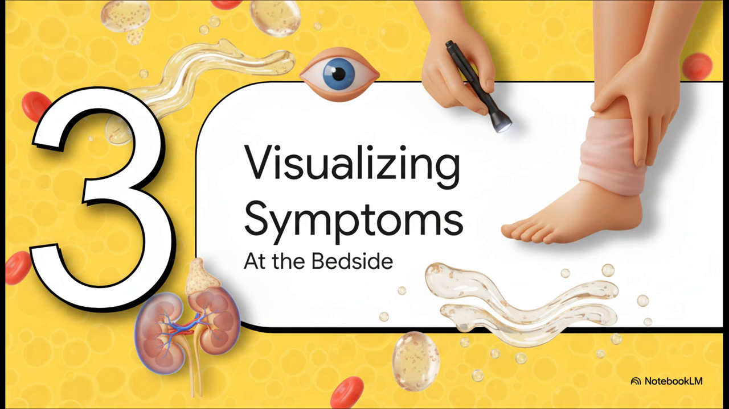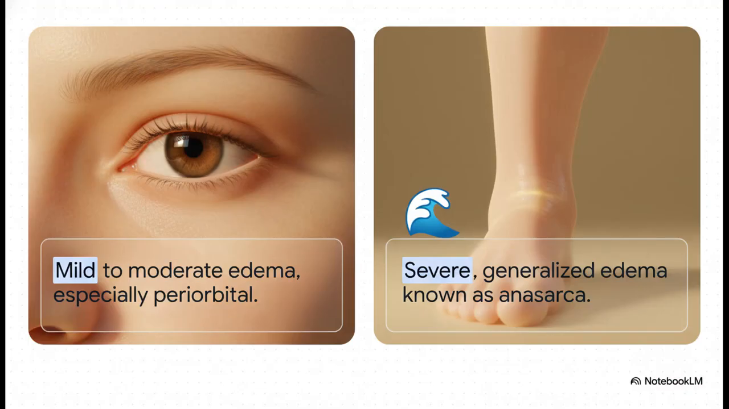Section 3, visualizing the symptoms. We're stepping up to the patient's bedside now. What are we actually seeing with our own eyes? The crucial clinical sign here is the edema, the swelling. In a nephritic patient, the edema is usually just mild to moderate. You're typically going to see it around the eyes, that periorbital edema, especially right when the patient wakes up in the morning. But in a nephrotic patient, it's a completely different ballgame.